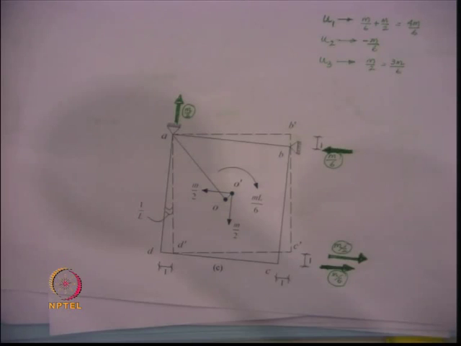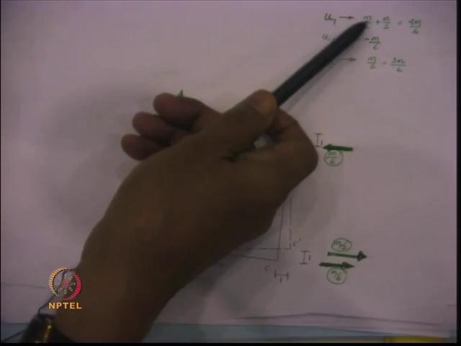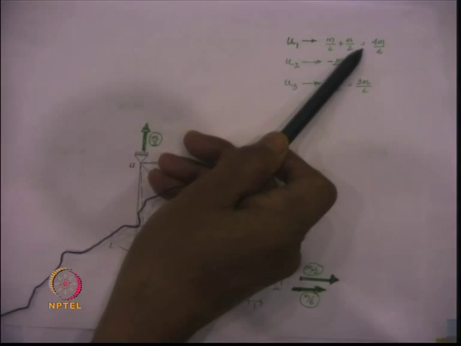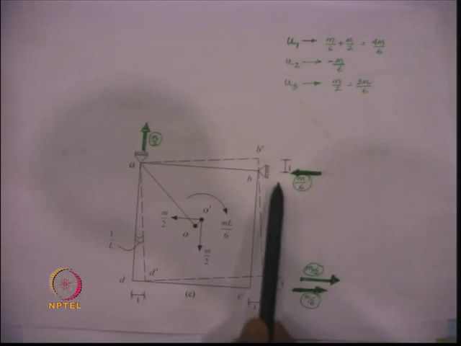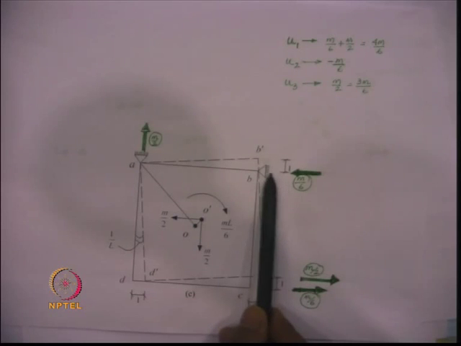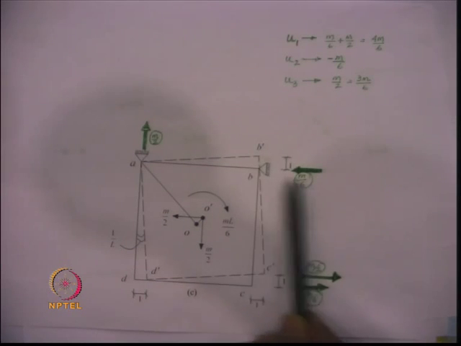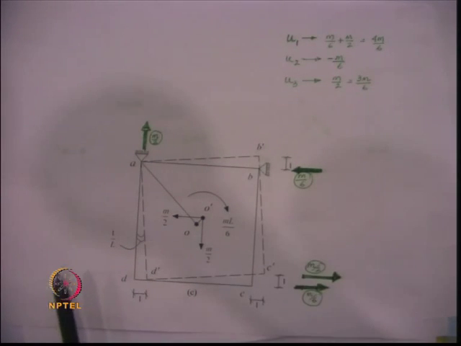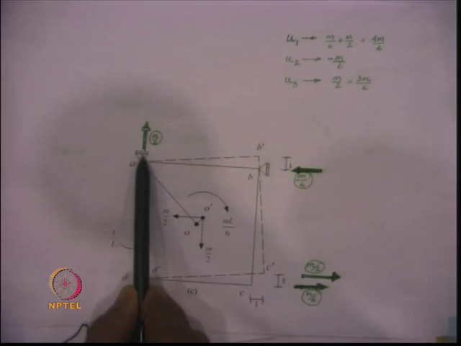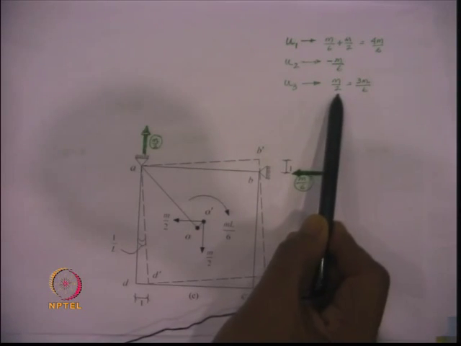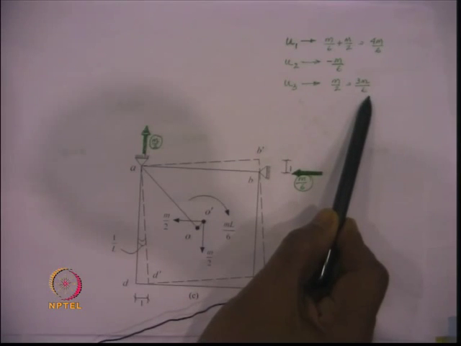Now, if we sum up these forces, then for a unit displacement given in this direction, the force generated in the same direction is equal to m by 6 plus m by 2, that becomes equal to 4m by 6. The force generated in this degree of freedom, that is degree of freedom u2, becomes equal to minus m by 6, because it is moving, the force is directed opposite to the direction of the degree of freedom. And the force generated in the third direction is equal to m by 2, or we can write 3m by 6.